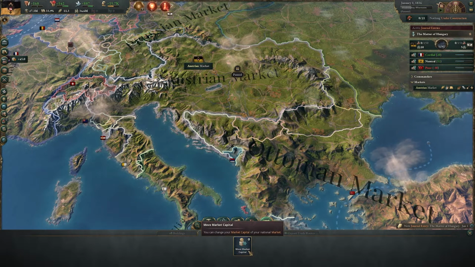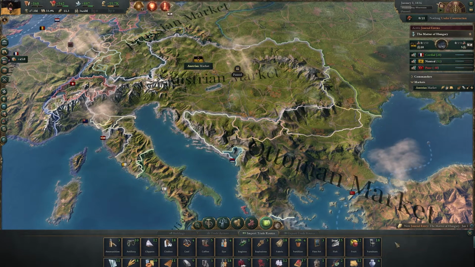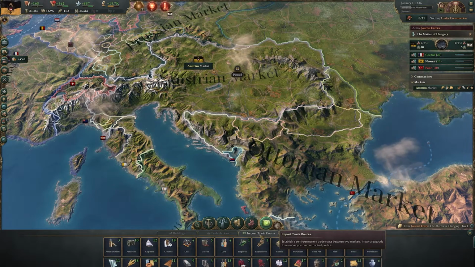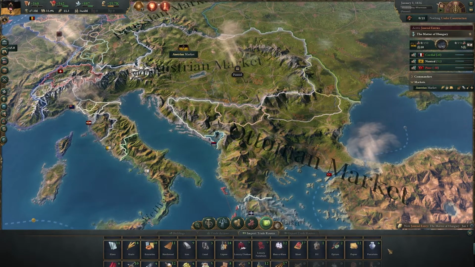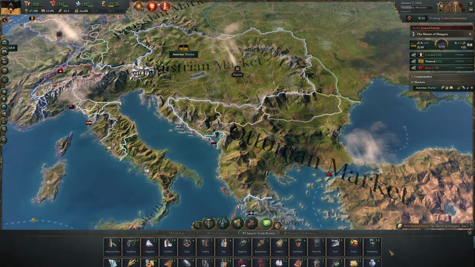I don't know that I've ever done this, nor will I ever do it. I don't know the benefits of it. This is pretty cool in that it gives you a toggleable way to start some import and export trade routes. Obviously, we can only import things that are available.